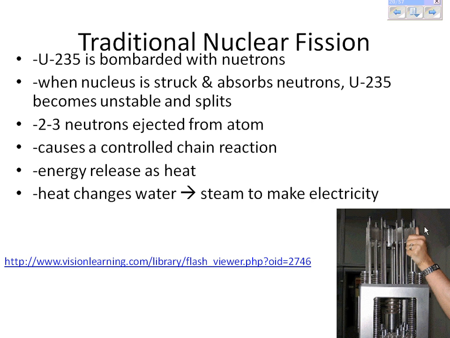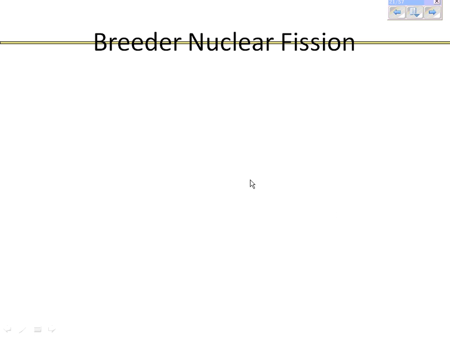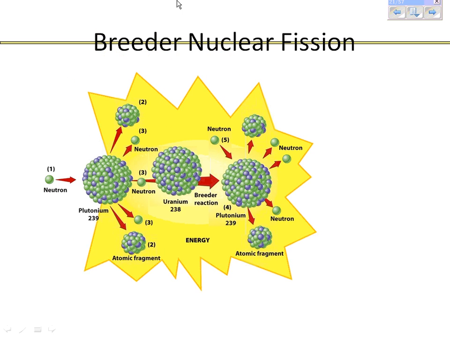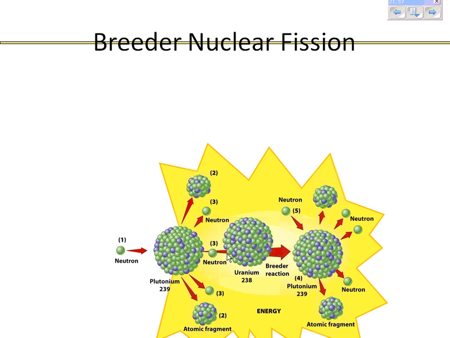Something different, breeder nuclear fission. We don't do this in the United States, but other countries do use breeder nuclear fission. Notice here that instead of uranium as our isotope, they are using plutonium. So plutonium-239 is used for breeder nuclear fission. And plutonium can be made from uranium-238. Uranium-238, which 99% of our uranium is made up of, can actually be made into plutonium, and then plutonium is going to be the fissionable material here.